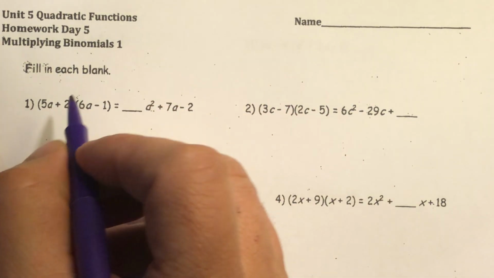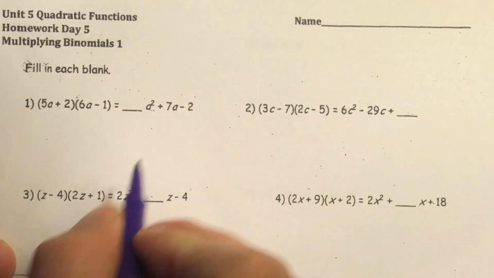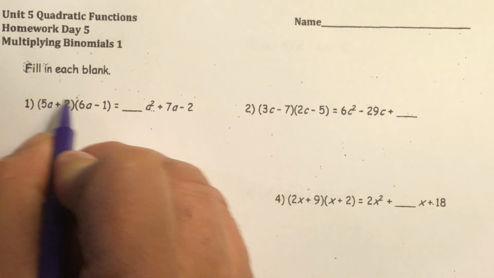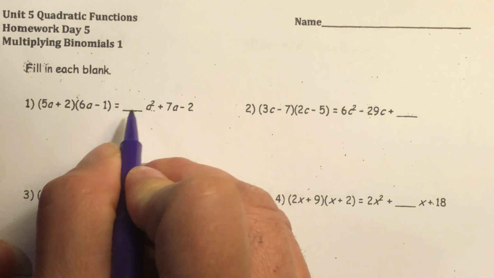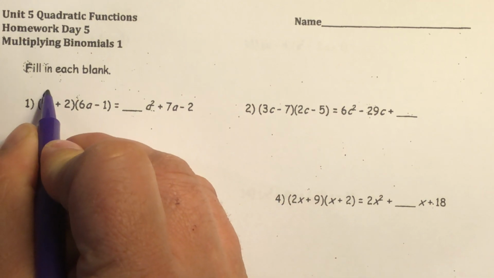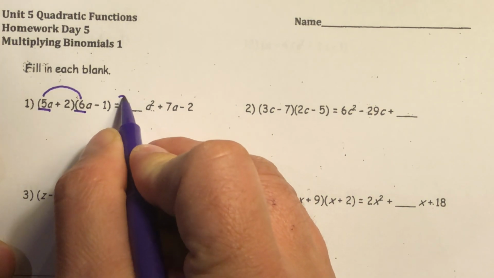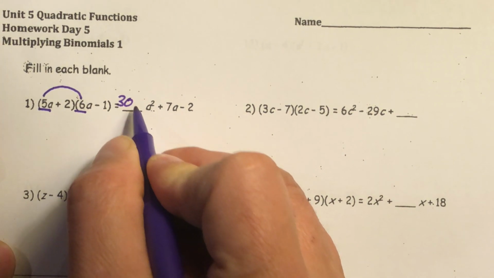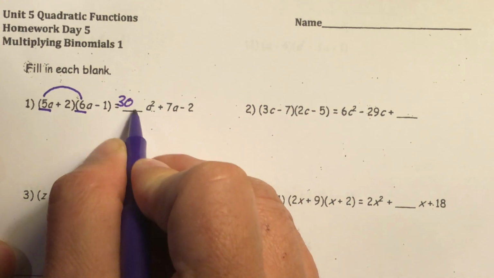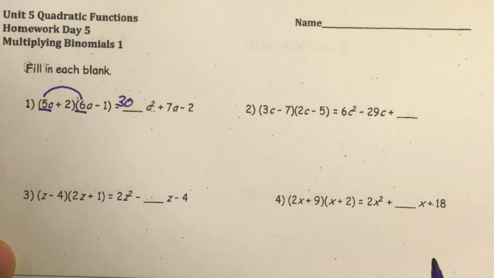All right, so if I'm filling in the blank, here it says fill in each blank. So I'm going to distribute this. Well, the way we get this first term is multiplying first times first. So 5a times 6a is 30a squared. So that should be a 30 right there.